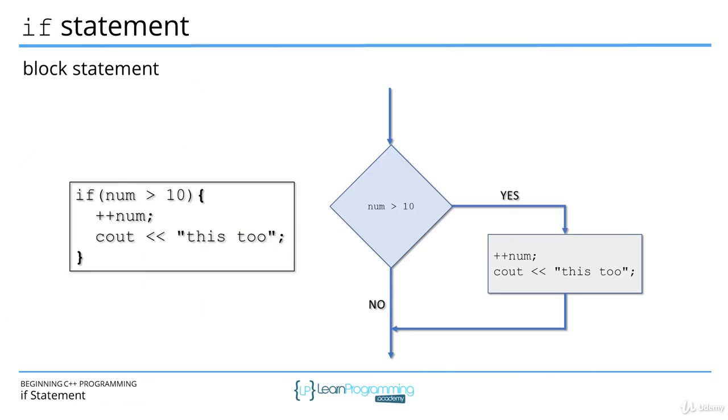What if you want to execute more than one statement if the condition is true? Well, that's where block statements come in. A block statement is a sequence of statements inside a block which is made up of opening and closing curly brackets. Notice the code on the left. The two statements in the body of the if statement are inside curly braces. If num is greater than 10, then the block statement is executed, which means that the increment and the output statements are both executed. The diagram on the right shows a visual representation of the control flow.